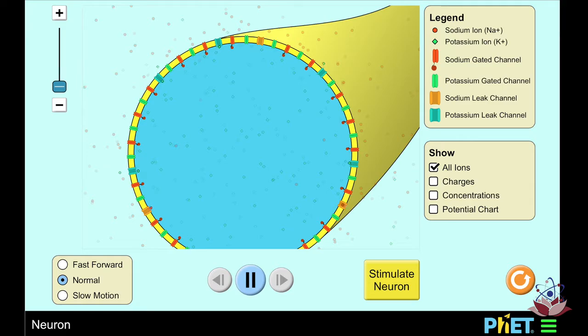I'm going to stimulate the axon. So we bring in an electrode and we stimulate.